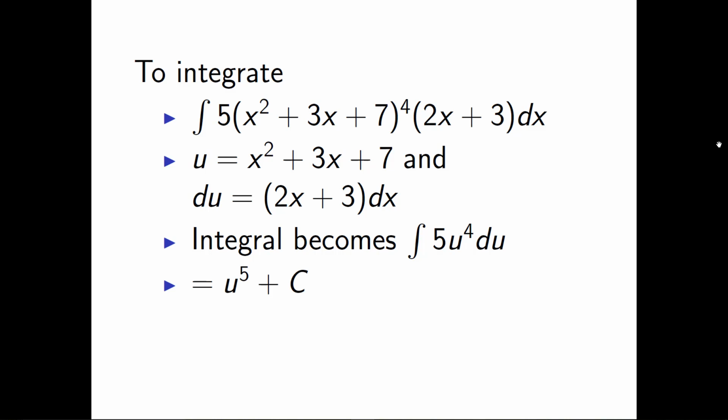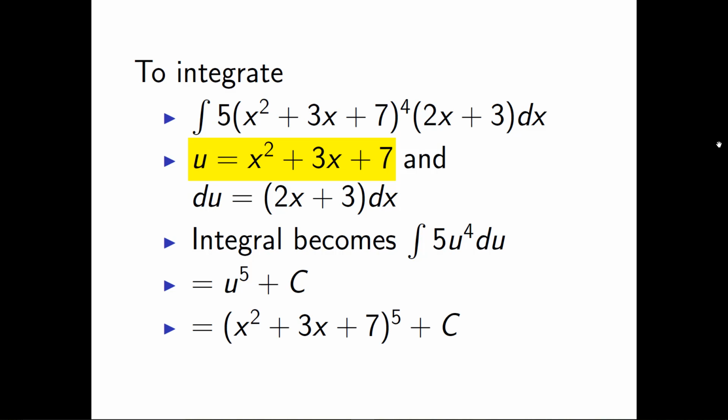And again, the constant of integration. We've not quite finished. There's one more step we need. Because we introduced this u, we need to substitute it back in. But we know what u equals. u is that x squared plus 3x plus 7. So we can substitute that back in.